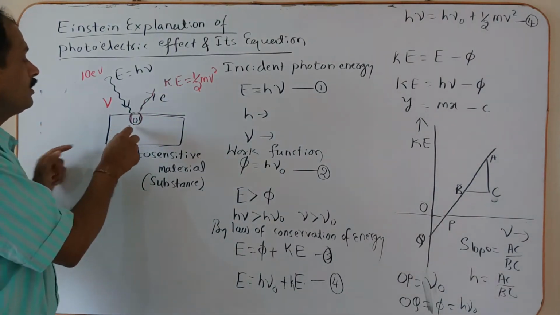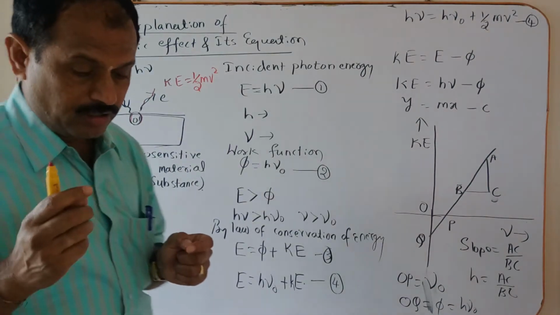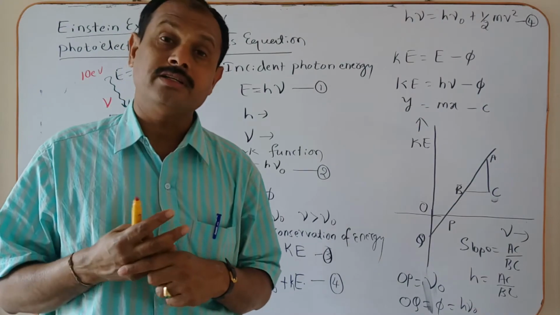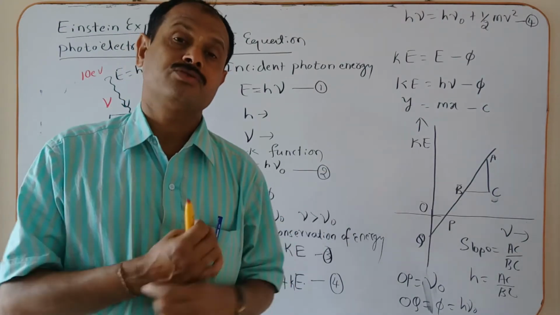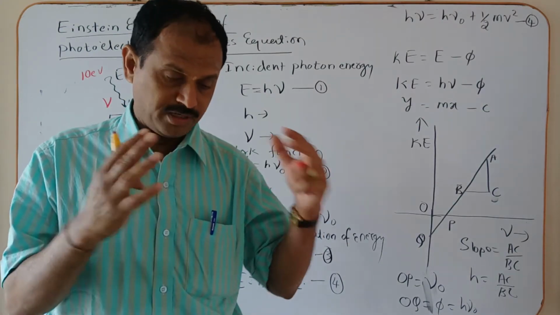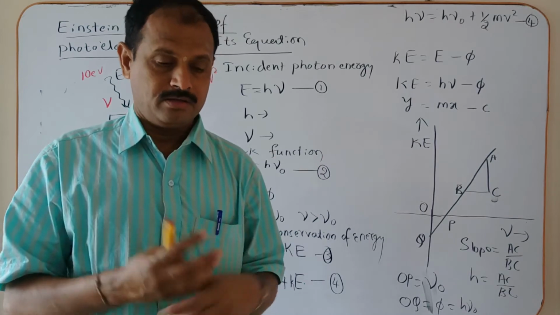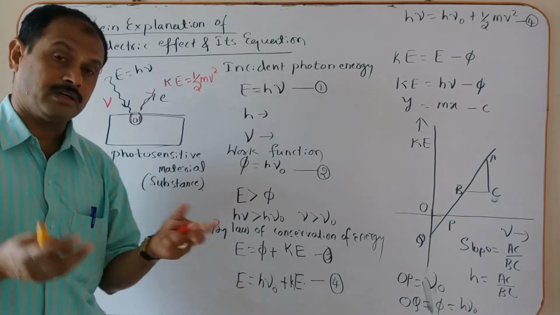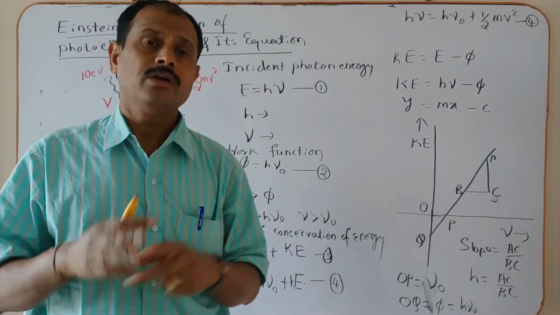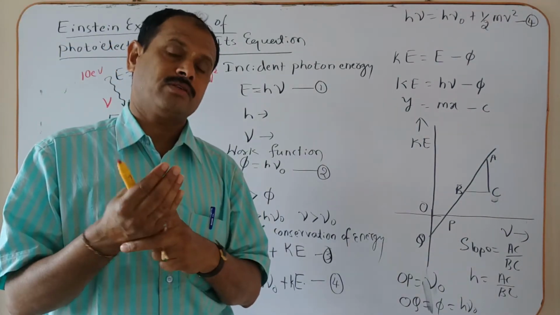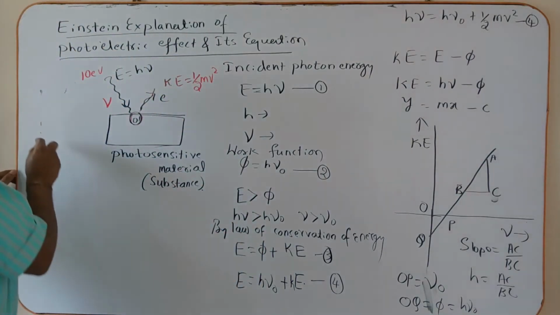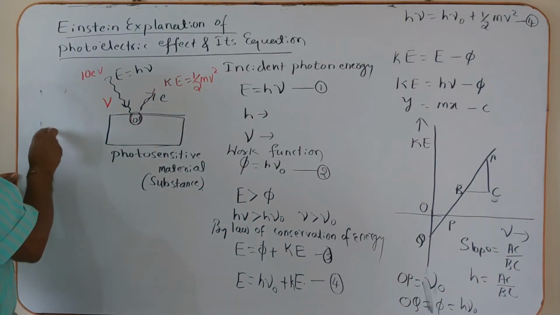Here is one more important point: already Hallwachs and Lenard observed the existence of a threshold frequency. That means a minimum frequency is required, a minimum energy is required. Whatever minimum energy is required to emit the photoelectron from the surface of the photosensitive material is called the work function.